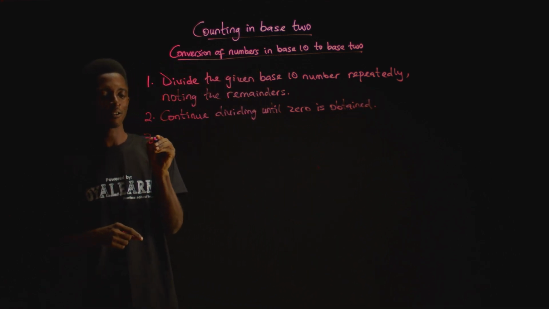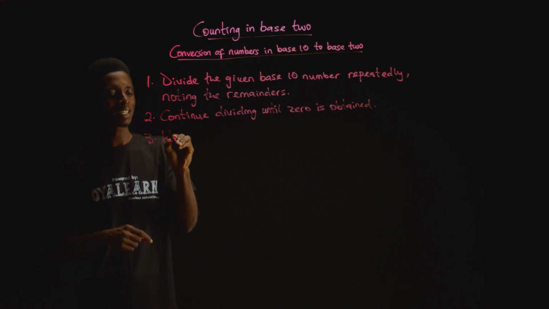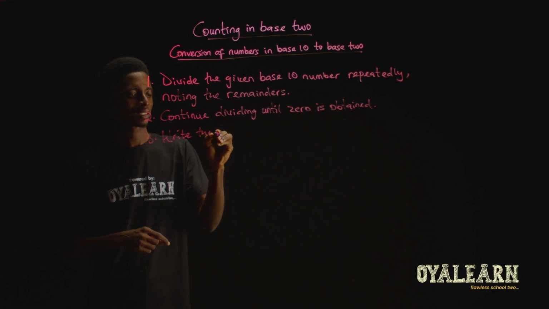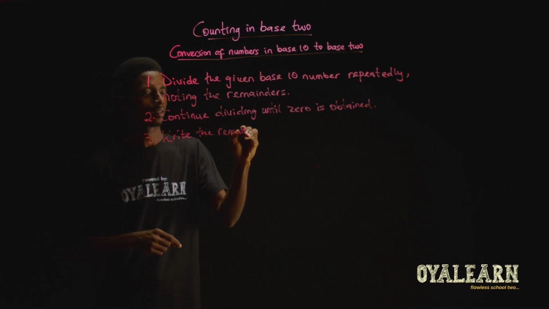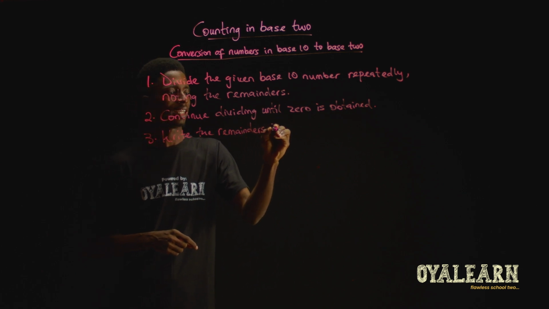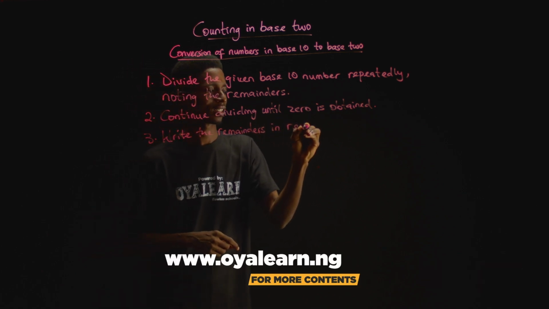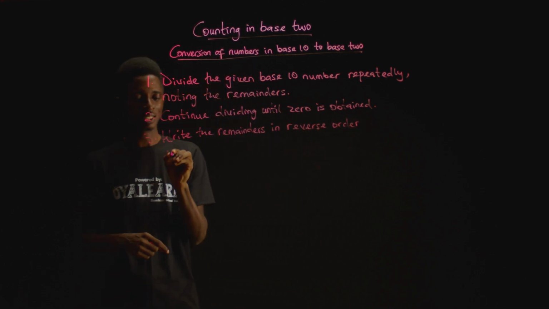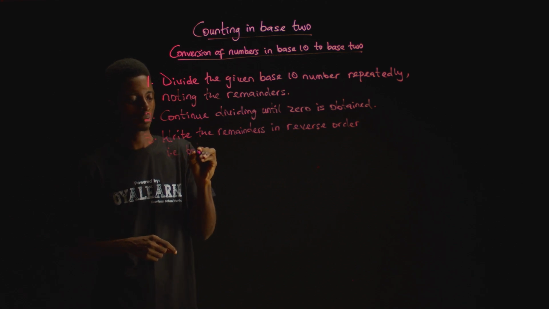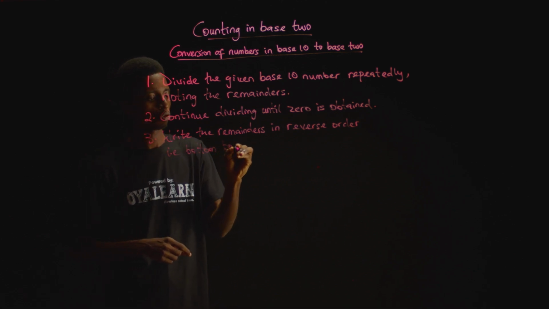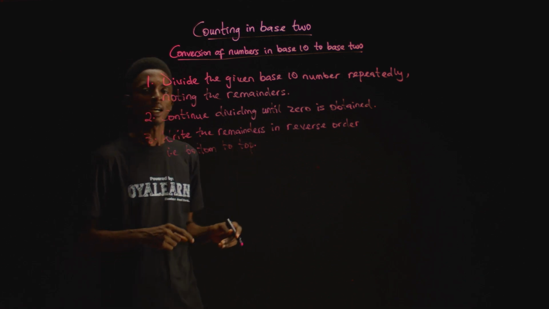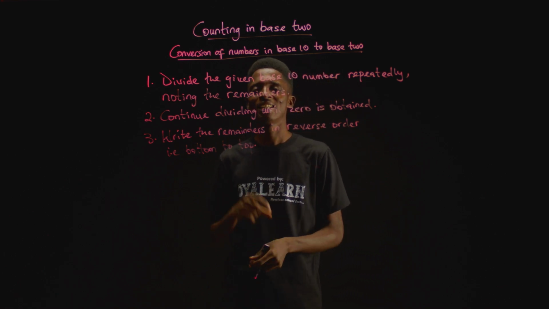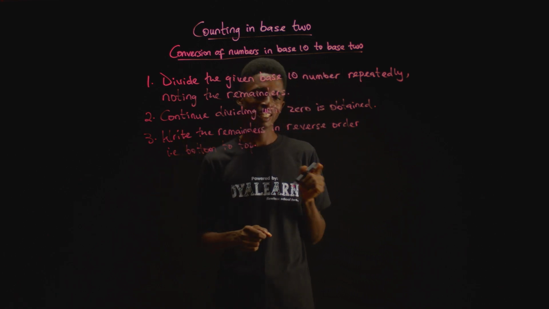And then the third and final step is that you write the remainders in reverse order. That is, from bottom to top. Now, when you follow these 3 steps accurately, you are sure to find the equivalent of a number in base 10 in base 2.